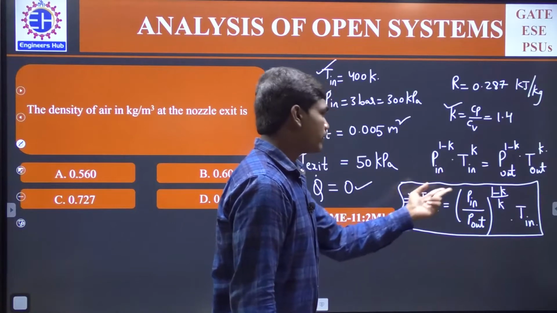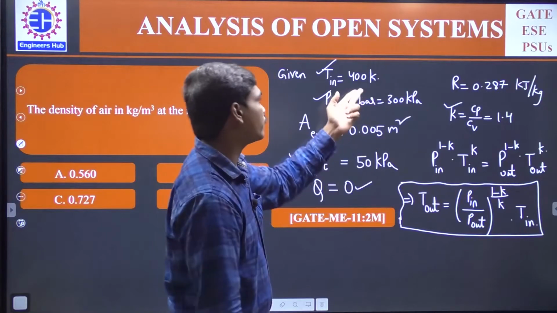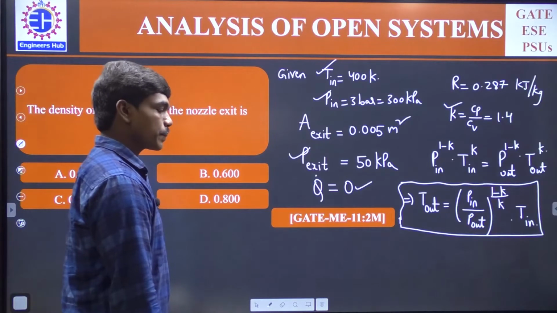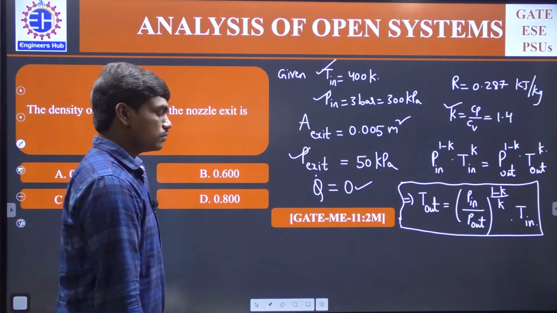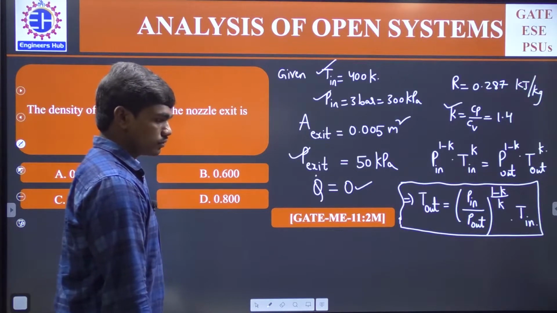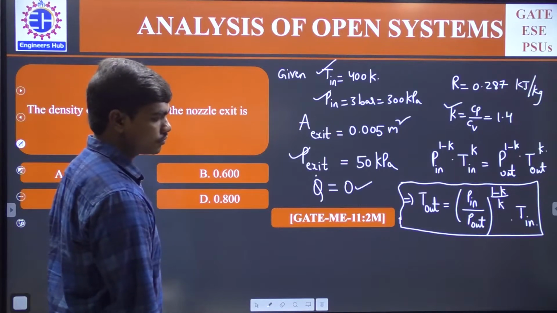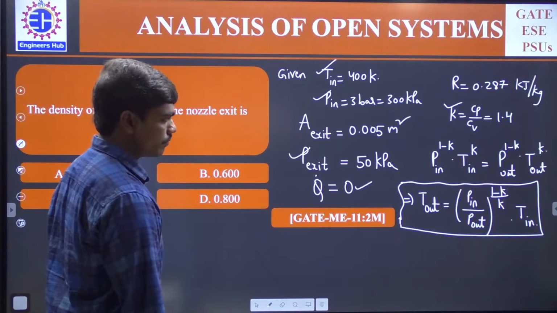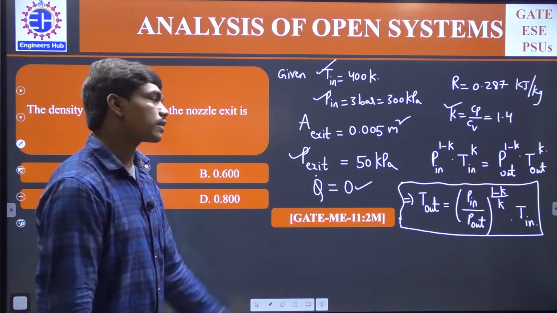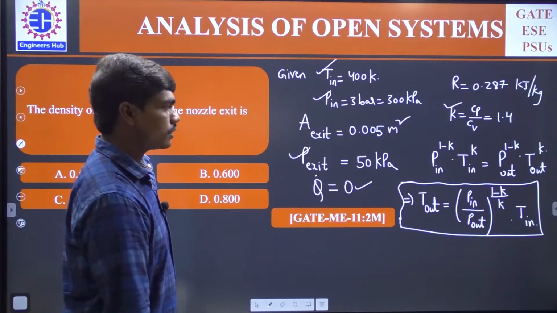So tell me what could be the value of this. You have all the values here: P in, P out, then K value is given, T in is also given, 400 Kelvin. So please tell me what could be the answer. Please solve, use your calculator and calculate this value. 240 around.